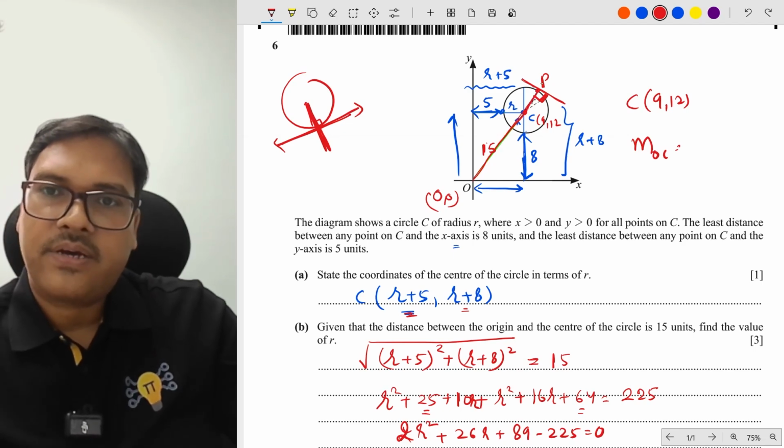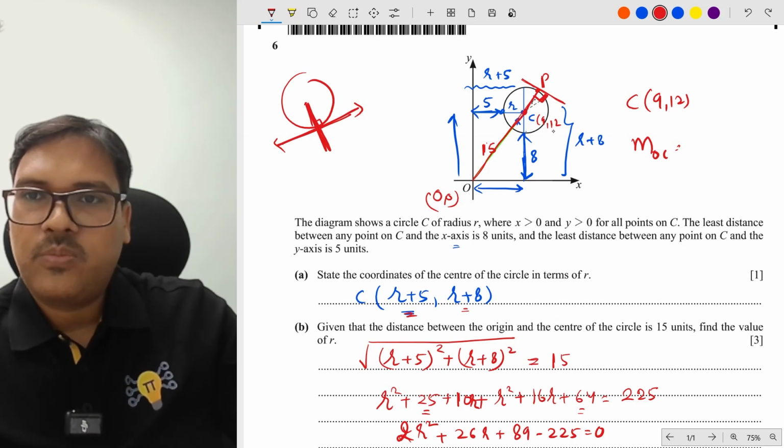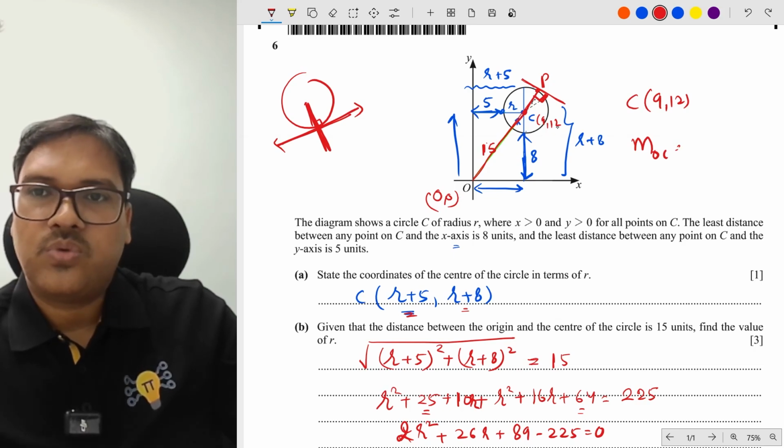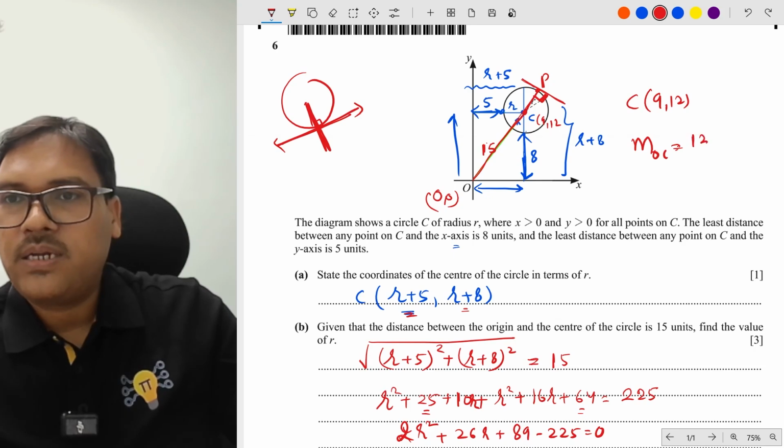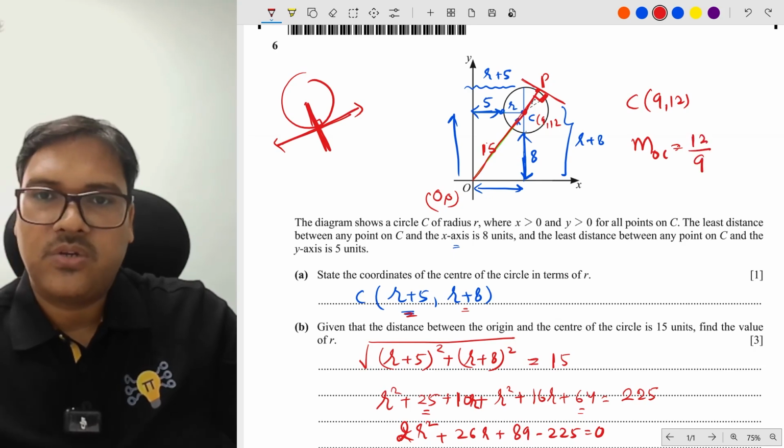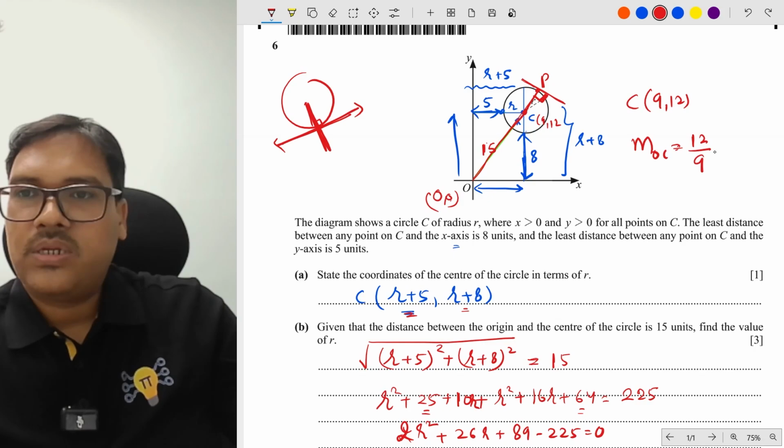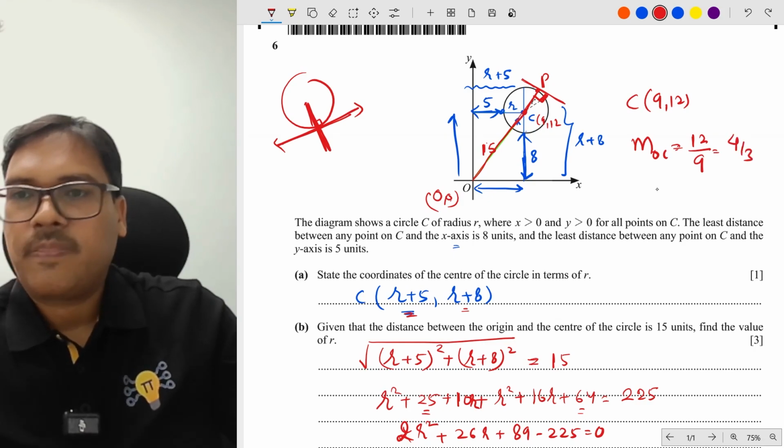This is the straight line, correct? So this is passing through (9, 12) and (0, 0). So what is the gradient? This is (y2 minus y1) upon (x2 minus x1). This is (0, 0) and (9, 12). So what is this? This is 4 by 3, correct?